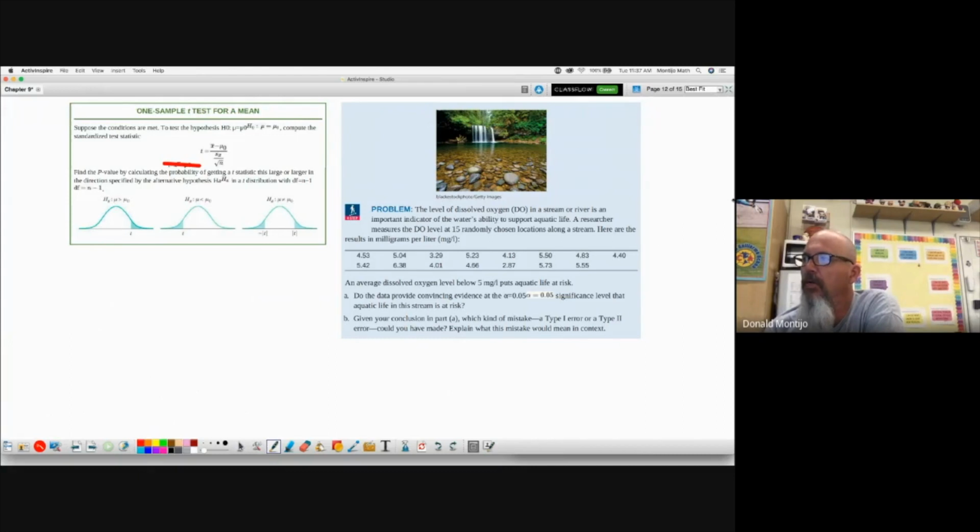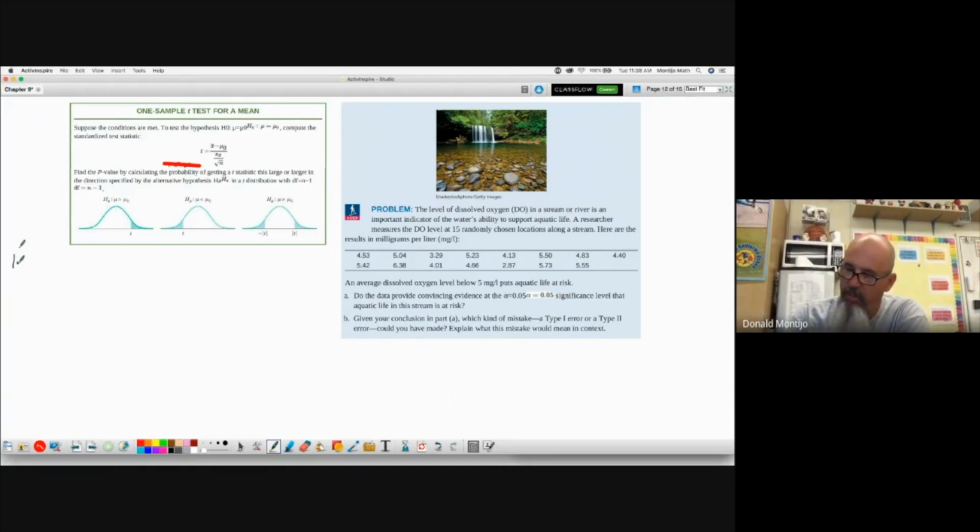Okay, so what are they asking us to do? Find the test statistic and the p-value. If the p-value is less than the alpha level, then we think, yep, something's wrong. If the p-value is not less than the alpha level, then we're going to say, no, the aquatic life should be fine here. Okay, so let's do our 4-step process.